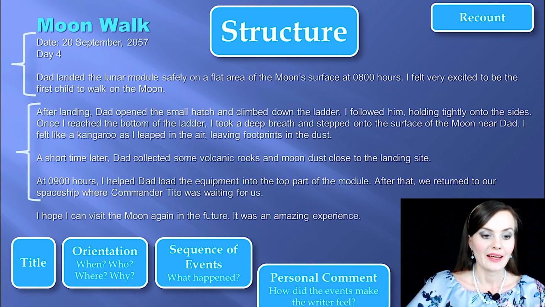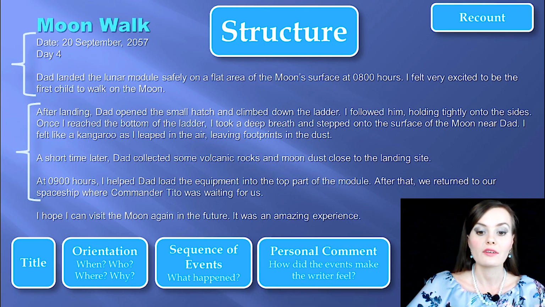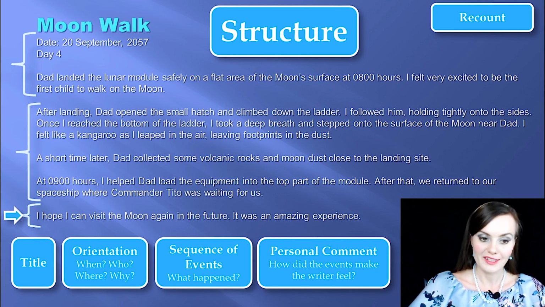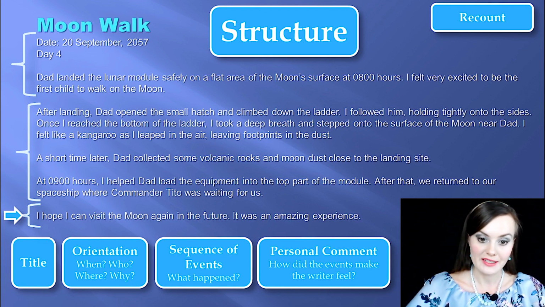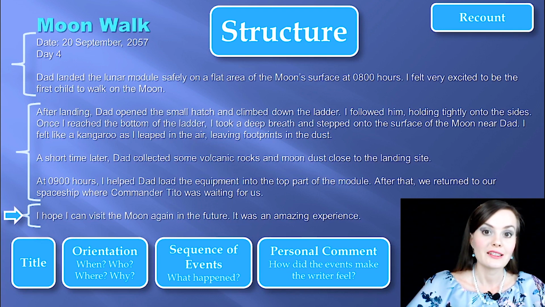Here you go. And the last part is the personal comment. How did the events make the writer feel? Where in the text does it tell us how the boy felt about visiting the moon? Of course, this is the last part. And at the end, the boy tells us, "I hope I can visit the moon again in the future. It was an amazing experience." So that's what the boy tells us, how he felt about visiting the moon.